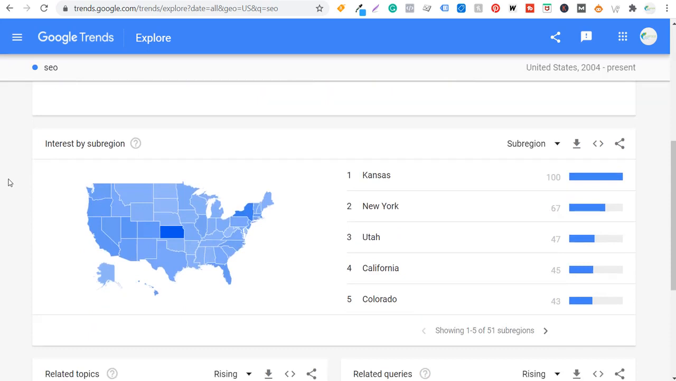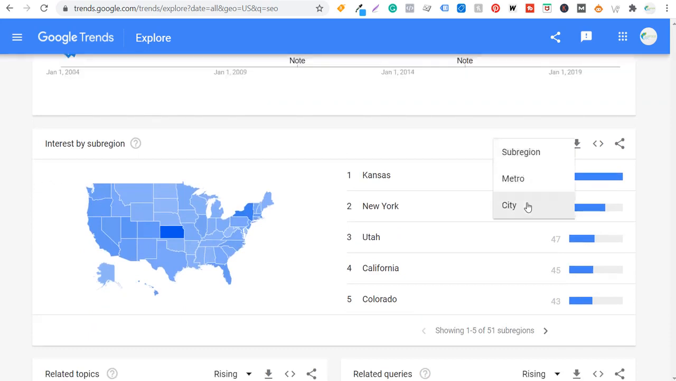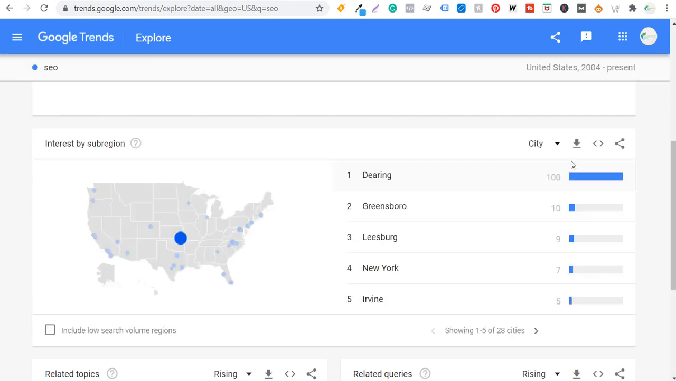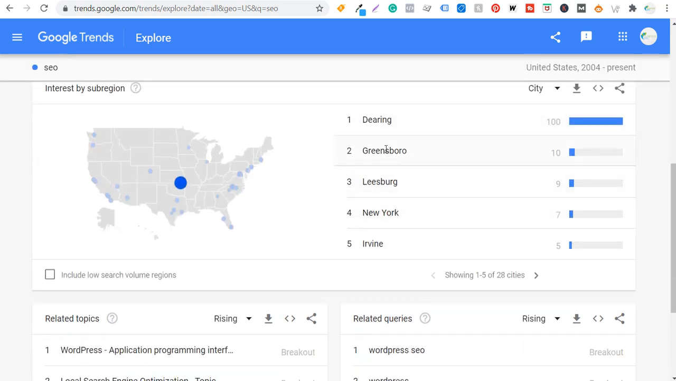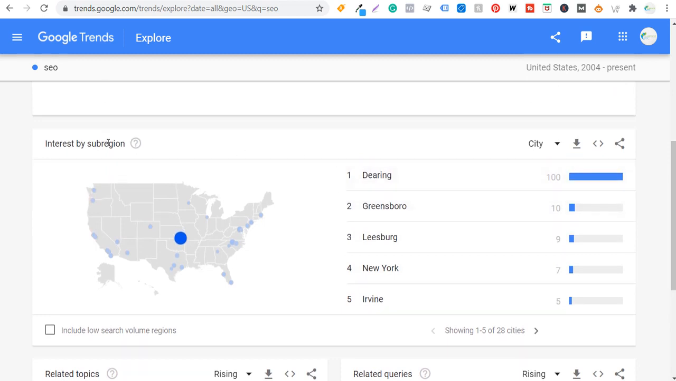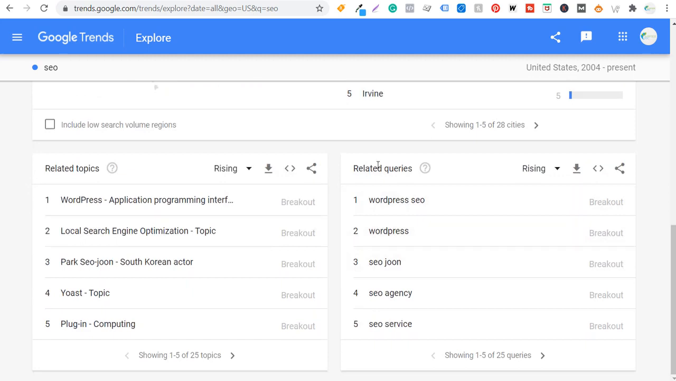So we'll keep scrolling down. You can see interest by sub-region. You can break it down to metro and city. So if you just look at city, you can see the cities that are showing the most interest in SEO at the current time. But usually you're not going to get too much information from this for such a broad search term. Now, looking at related queries, you can see rising. So WordPress SEO, WordPress. This is just going to show some of the different search terms that are breaking out or seeing some level of a volume increase in searches.